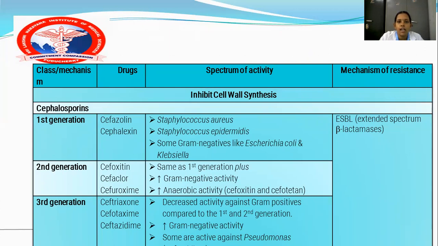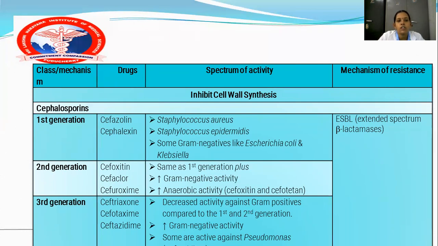Extended spectrum beta-lactamase. What is that beta-lactamase? Beta-lactamase is an enzyme which is present in the bacteria. If it is there, then it is at the genetic level that this resistance is acquired. So if you give any group of this cephalosporin generation group and it is resistant, you have to say extended spectrum beta-lactamase, that organism is an ESBL organism.